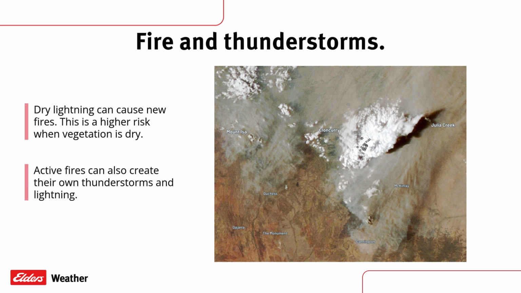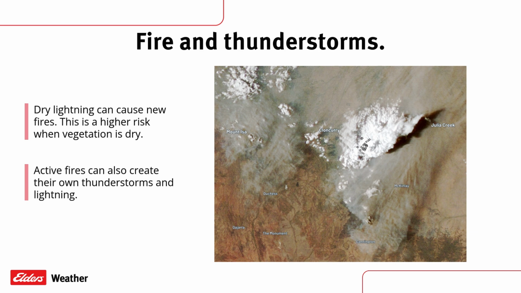So in terms of the spatial distribution of bushfires in Australia, dry lightning is one of the main contributors to fires in any season, particularly outside the urban areas. Once a bushfire gets going, it can also help to create its own thunderstorms.